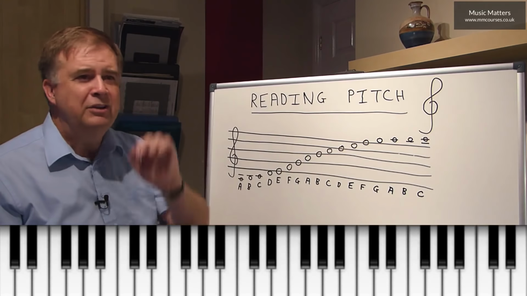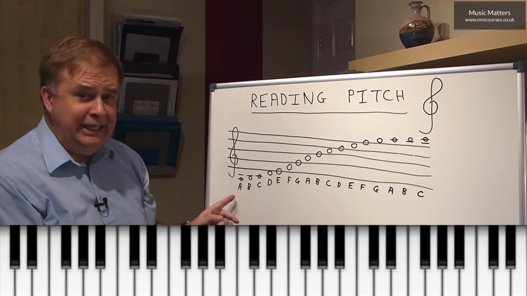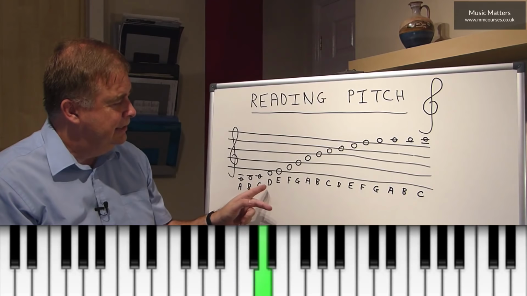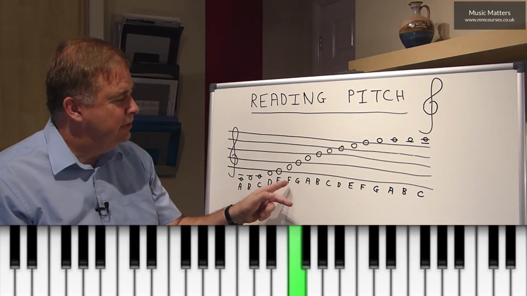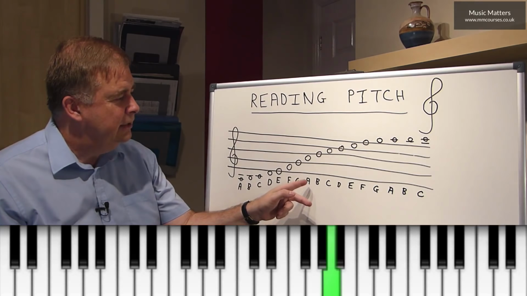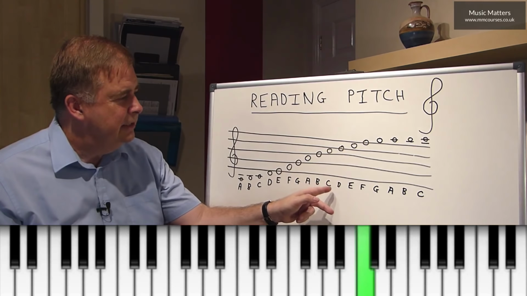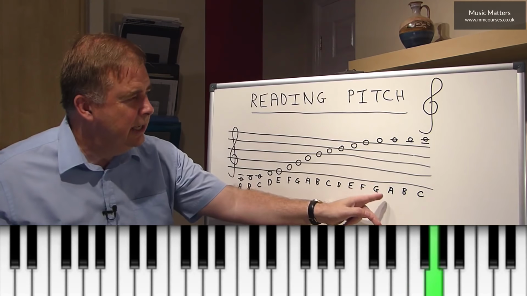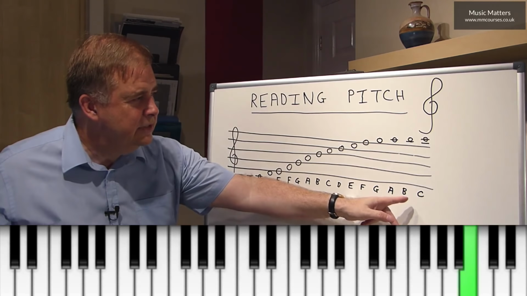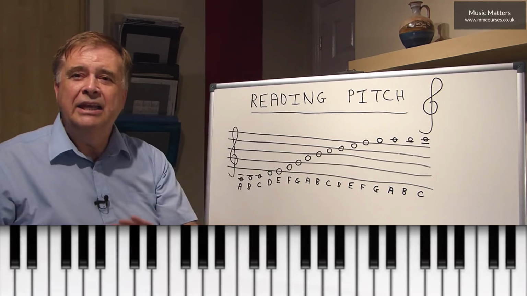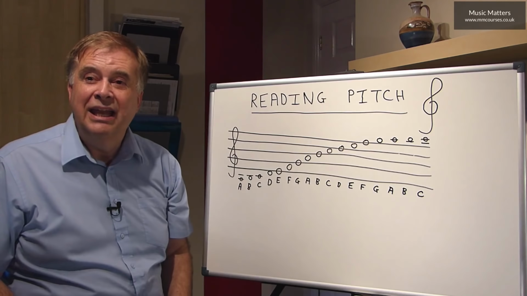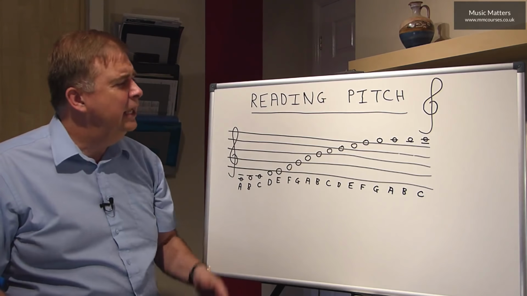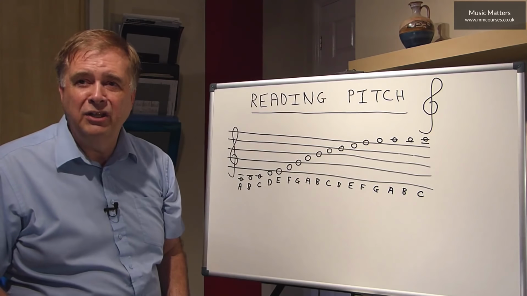Well, we've got a huge span of notes now, haven't we? How does all this come together? Here's that A at the bottom, B, C, D, E, F, G, A, B, C, D, E, F, G, A, B, C. And that gives us the basis of how to read notes in the treble clef. And before you get on to doing some sight singing or some sight reading, you really need to know where those notes are on the clef.